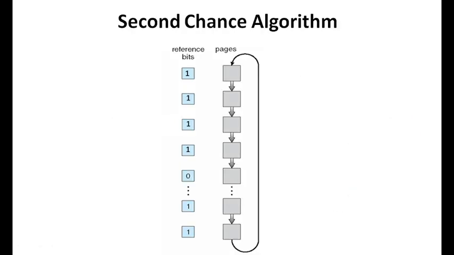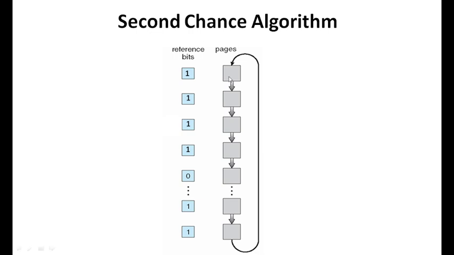And the next algorithm is called the second chance algorithm. The second chance algorithm is an improvement, or a modification, of the FIFO algorithm. In FIFO, we blindly replace the oldest page, which is not always appropriate, because sometimes the old page may be a frequently needed page. So replacing that may cause subsequent page faults. So we try to enhance it by adding a reference bit to each page.